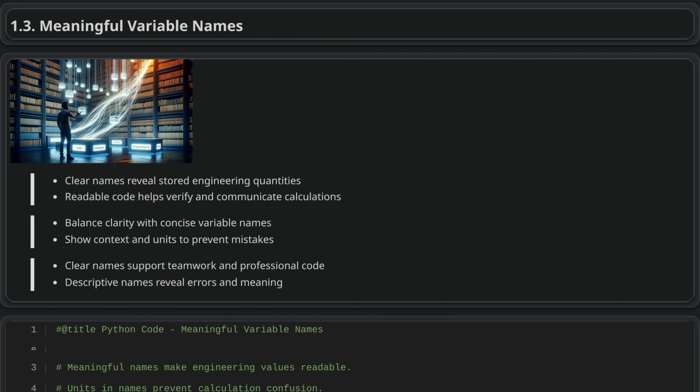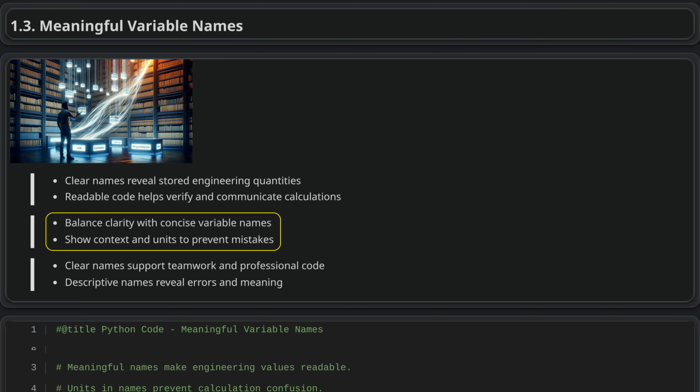Meaningful variable names. Meaningful names make programs easier to understand, especially when values represent physical quantities. A clear name should show what the value is and how it relates to the problem, such as a real engineering measurement. Because code is often read many times after it is written, good naming helps teammates and your future self find errors and communicate technical ideas more clearly.